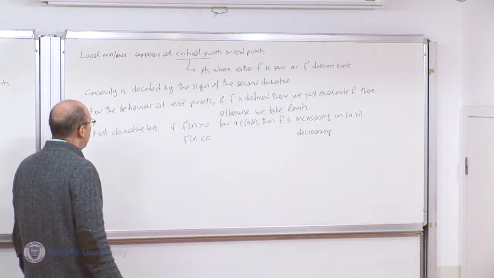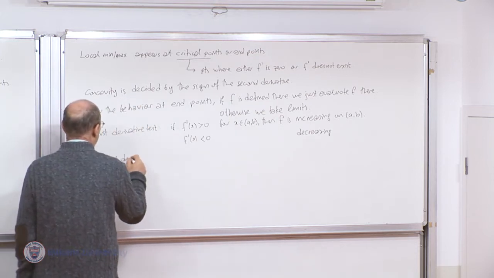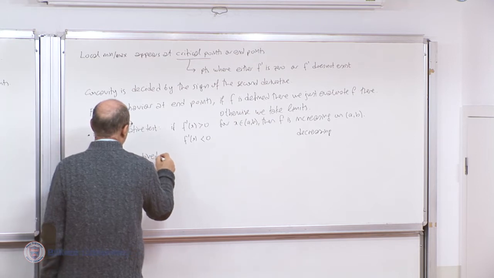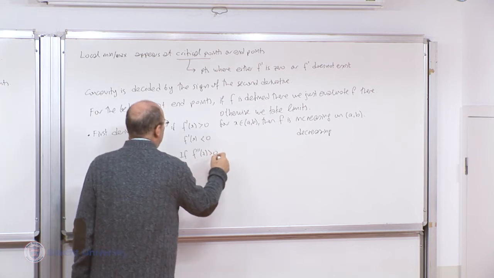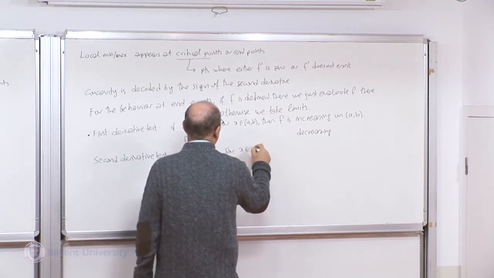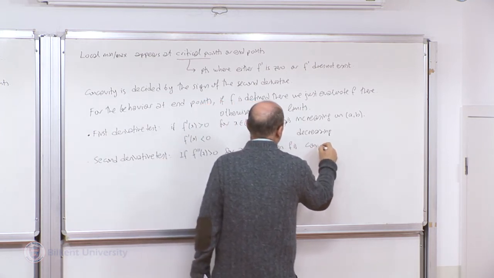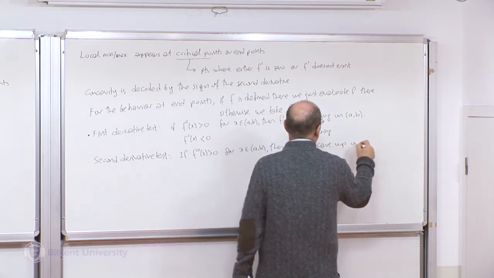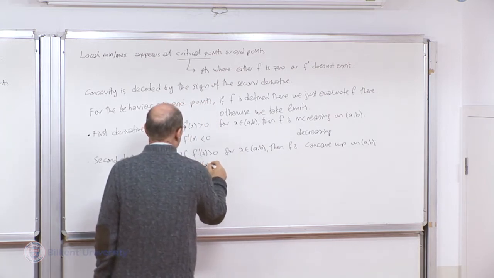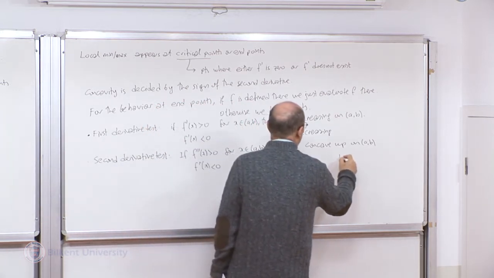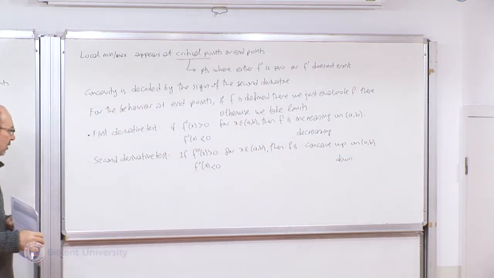Second derivative test. If the second derivative is positive for x in some interval, then f is concave up on that interval. And if the second derivative is negative, then f is concave down on that interval. I think these are the tests we did.